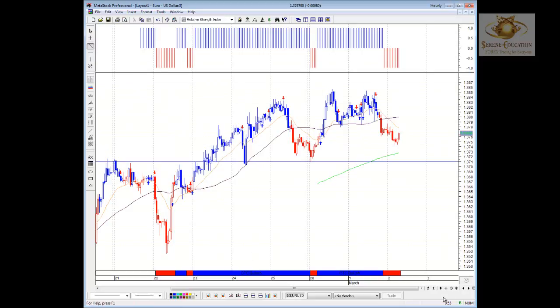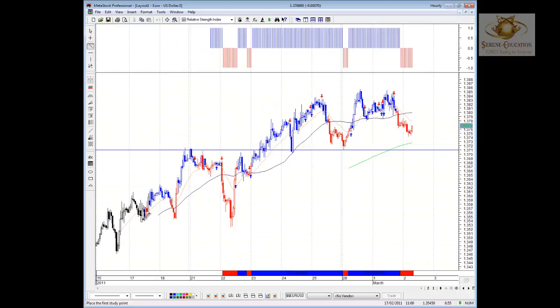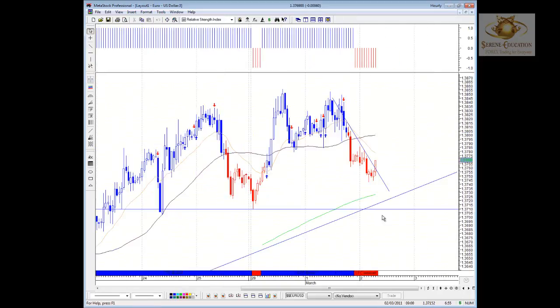So if you draw your major trend, you can still see we have higher swings, and if you draw your intermediate, you can see we have lower swings to the downside. The euro is moving as we speak. You can see the momentum drive.